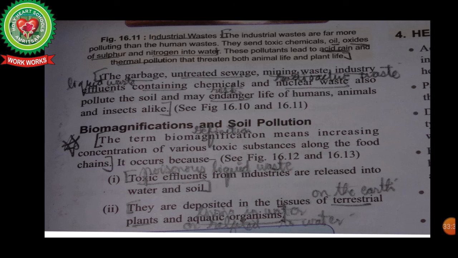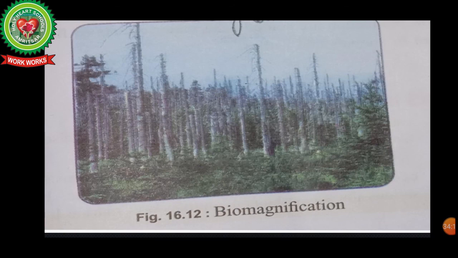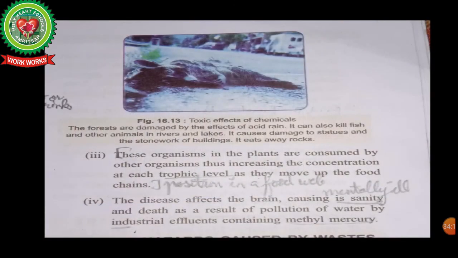Now next is biomagnification and soil pollution. The term biomagnification means increasing concentration of various toxic substances along the food chain. It occurs because toxic effluents, that is poisonous liquid phase from industries, are released into water and soil. They are deposited in the tissues of terrestrial, that is living on the earth, plants, and aquatic organisms, that is living in water or related to water. This is the picture of biomagnification given in your book.